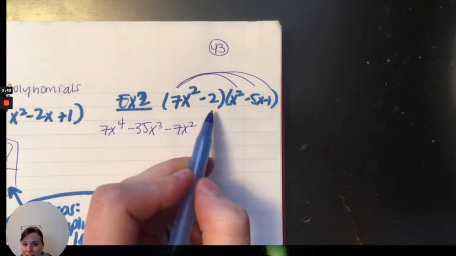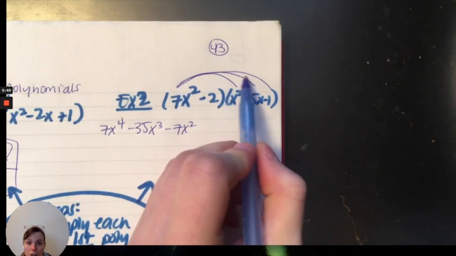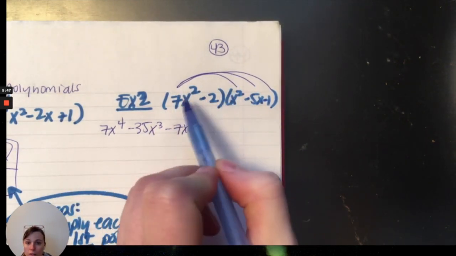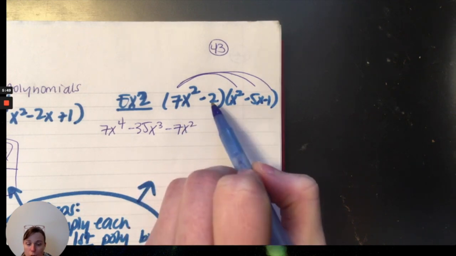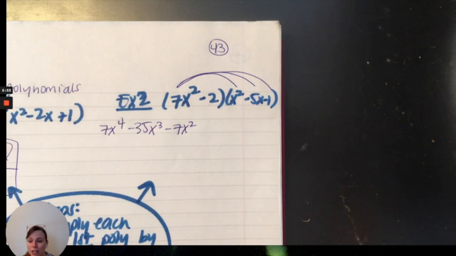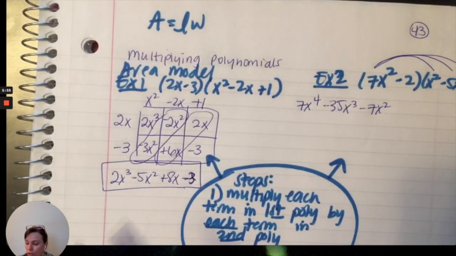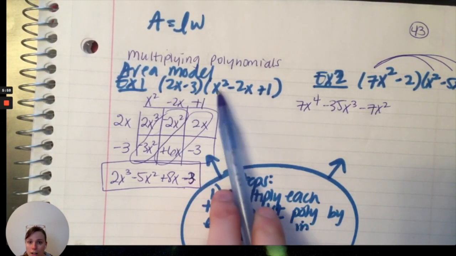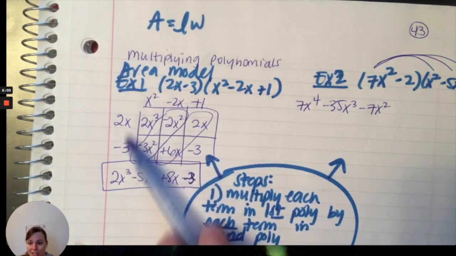Now, I have a second term. So I had 3 arrows or rainbows going from this first term. I'm going to have 3 more coming from here because there are 3 terms over here. So I'm going to end up with 6 rainbows in total. If I look over here, I had 2 terms and 3 terms. I had 6 boxes in total.